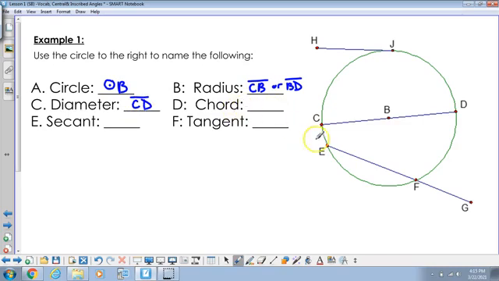A chord has endpoints on the circle. CD would work as a chord, but we also have this one down here, EF. The segment EF that starts at E and ends at F has endpoints on the circle, so that's a chord. A secant goes through it and touches it in 2 places. That's EF, just that part of the segment is a chord, but EG, the entire segment there, goes outside of the circle, so that EG would be a secant. And a tangent touches the circle in only 1 place. That's this segment up here, HJ.